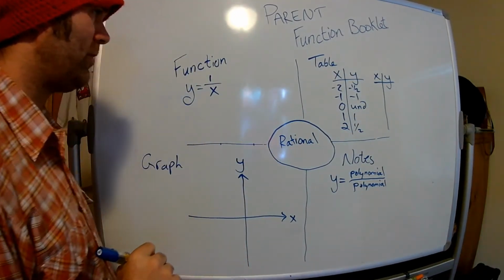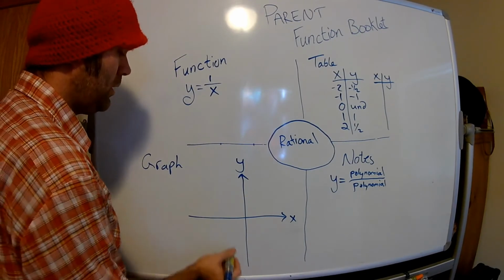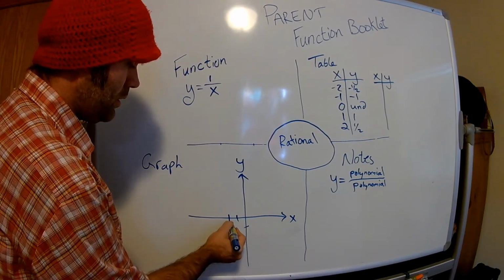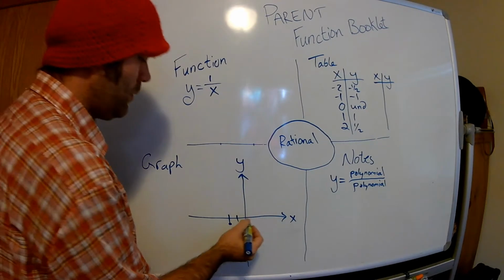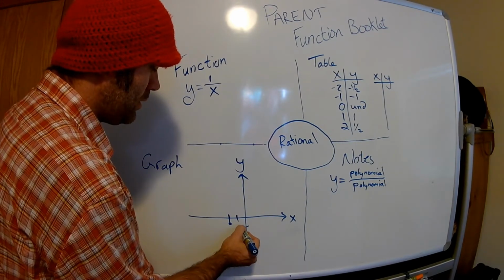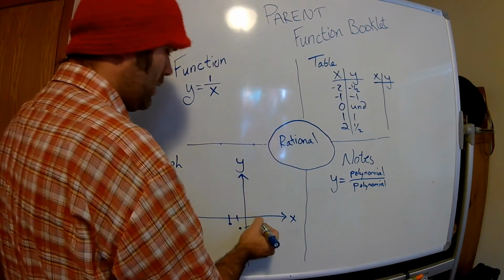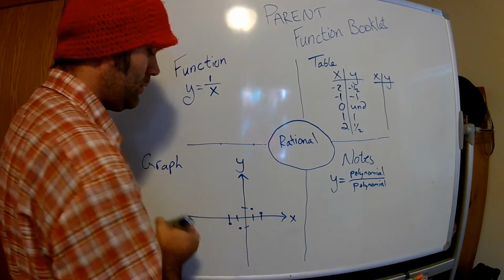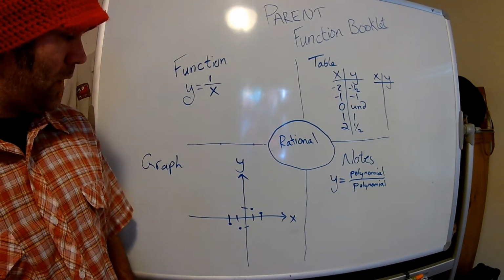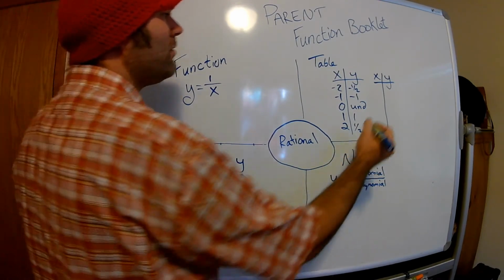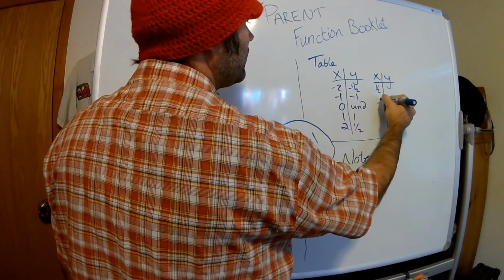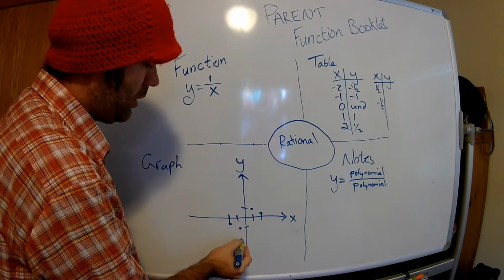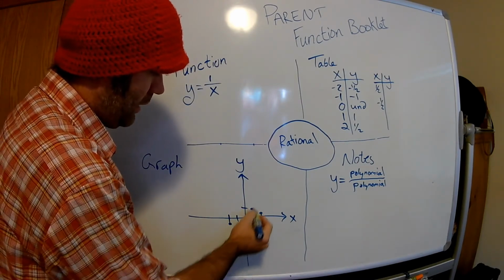Let's go ahead and plot these points and see. I don't think that's enough information though. Negative 2, negative 1 half, negative 1, negative 1, then we've got 1, 1, and we've got 2, 1 half. So let's go ahead and plug in for x, 1 half, and negative 1 half. Remember, 0, 0 does not work. 1 divided by 0 does not work. So we can't really see how to connect these two.